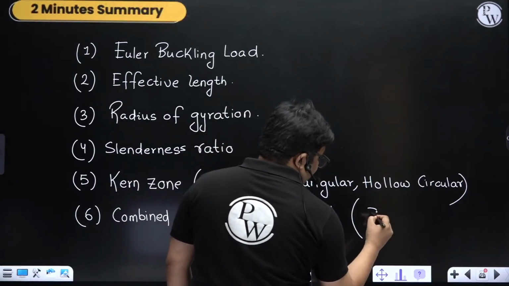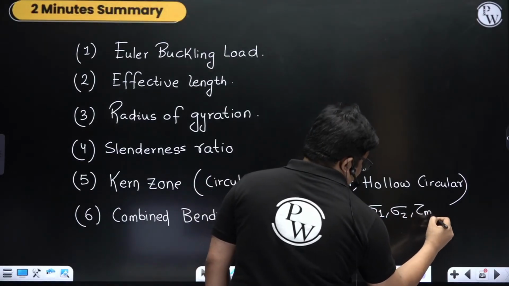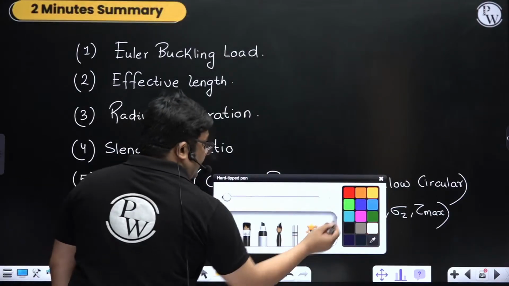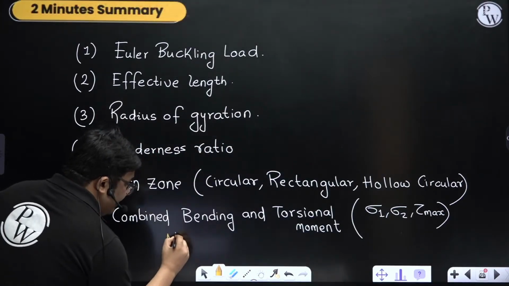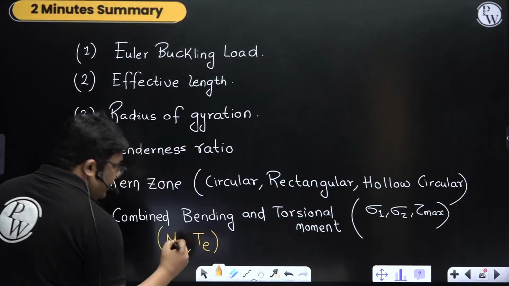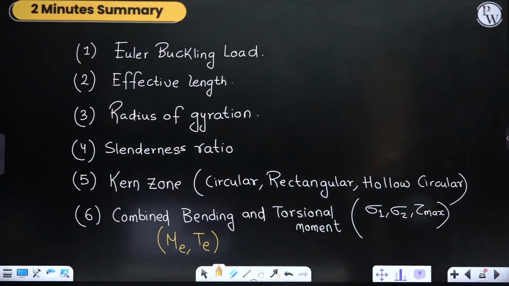For this, the major principal stress, minor principal stress, and the maximum shear stress, right? And also we saw in this the concept of the equivalent bending moment, and then the equivalent torsional moment. What are these concepts? And also how to find out the values? I think a lot of things are studied.